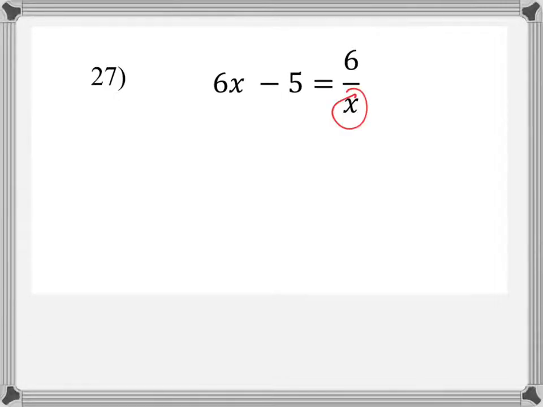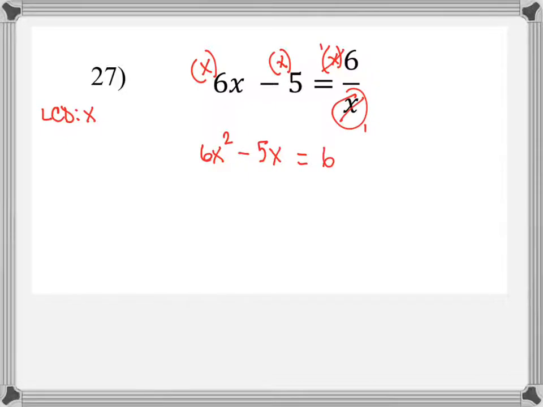So here, our only denominator is x. So our least common denominator, or LCD, is x. So let's multiply all three terms that we have in this equation by x. When we multiply the first term by x, we get 6x squared. When I multiply the second term by x, I get minus 5x. And then when I multiply the right-hand side by x, they cancel out, leaving 1s.